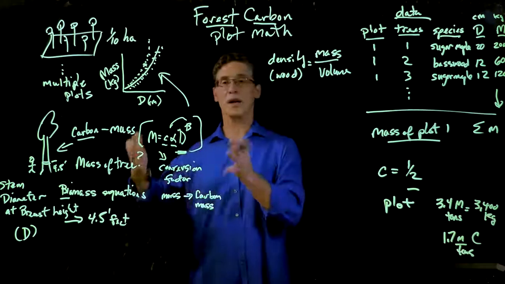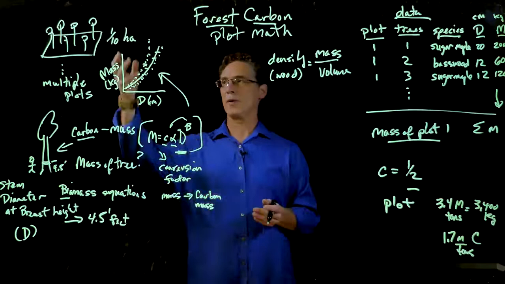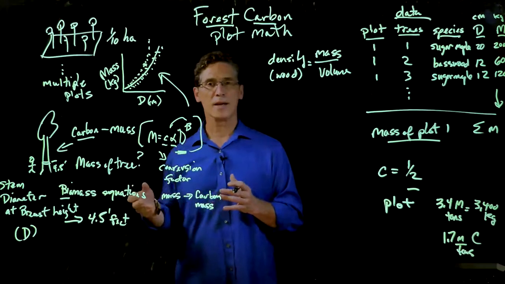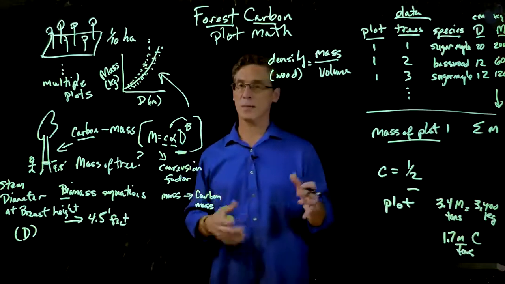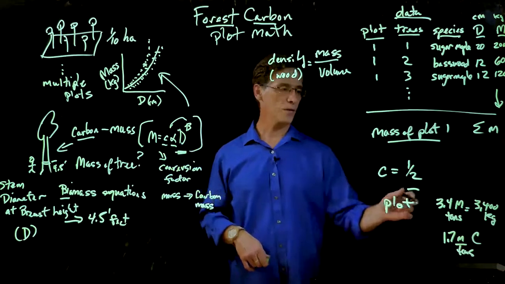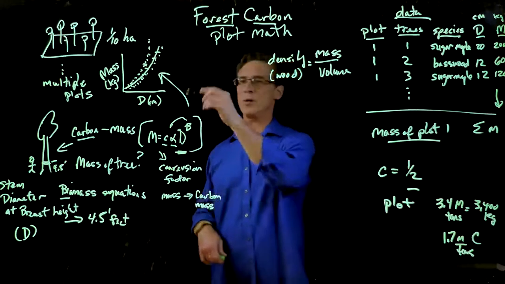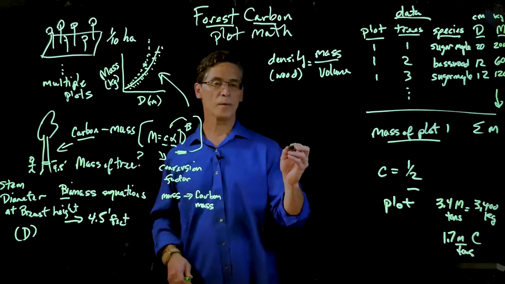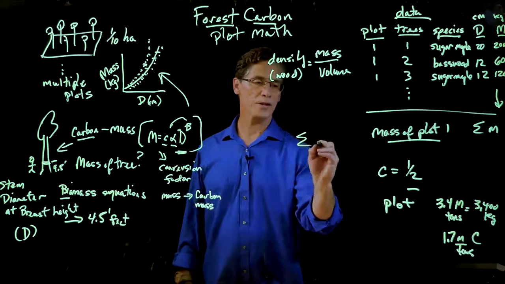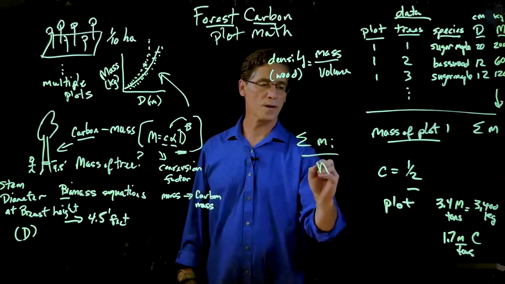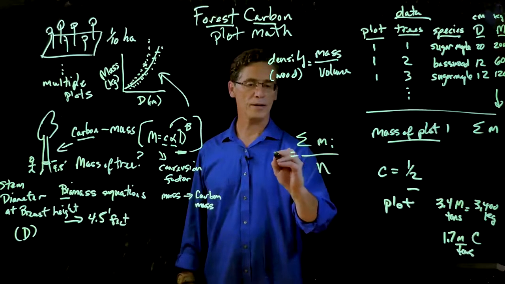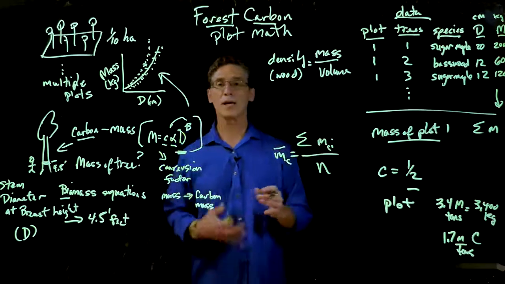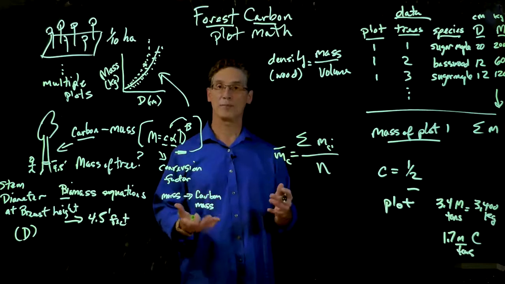So basically we've got these plots now, and we've measured trees on them, and based on the size of the trees, we've estimated how much mass is in them, and based on some known numbers, we've estimated how much carbon is in them. And so now we get a whole bunch of numbers from all the plots. So we're going to end up with a bunch of plot data, and we're going to come up with an average. And so that average is going to be the sum of the masses of all the plots divided by n, the number of plots. So what we're going to get is the average carbon per plot.